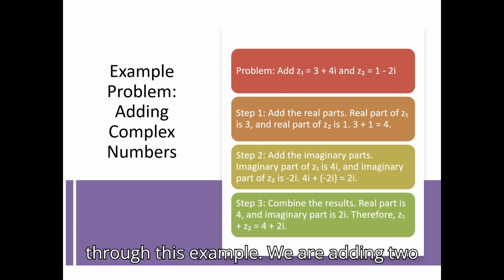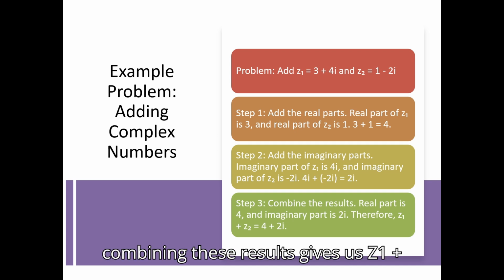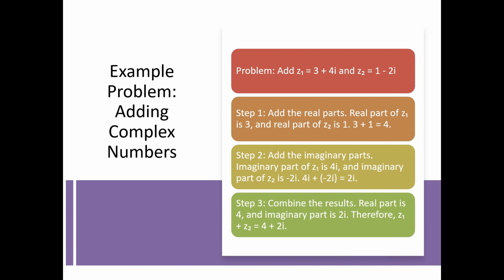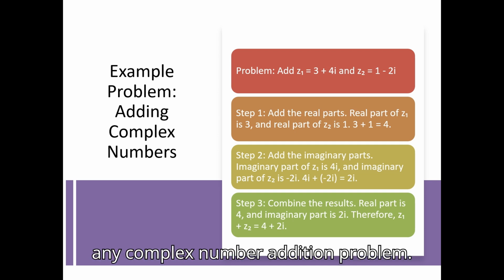Let's walk through this example. We are adding two complex numbers, z1 equals 3 plus 4i and z2 equals 1 minus 2i. Step 1. Add the real parts. 3 plus 1 gives us 4. Step 2. Add the imaginary parts. 4i plus -2i results in 2i. Finally, combining these results gives us z1 plus z2 equals 4 plus 2i. This step-by-step approach can be applied to any complex number addition problem.